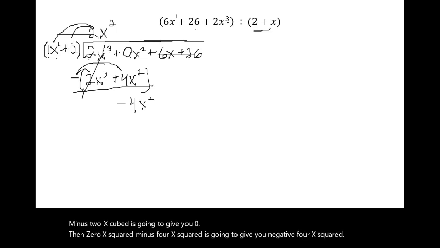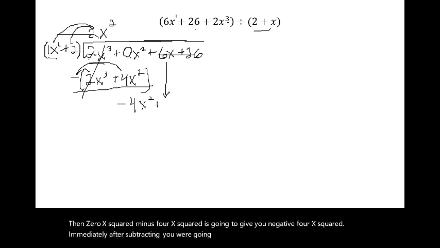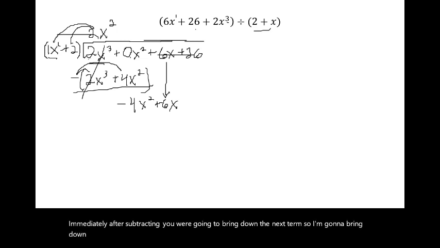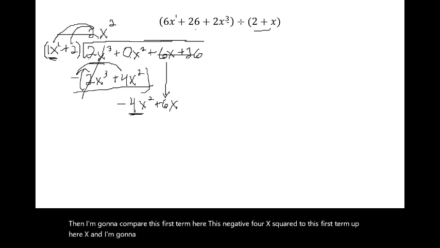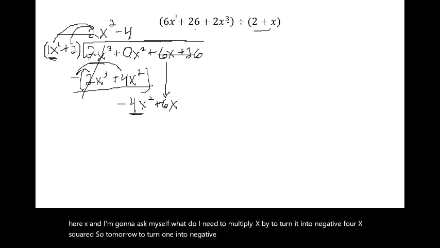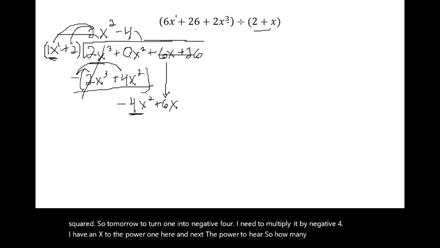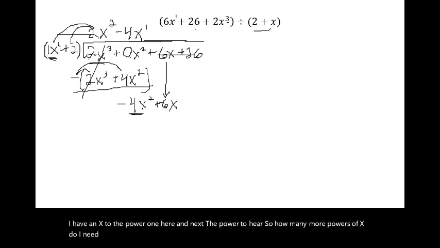Immediately after subtracting, you are going to bring down the next term. So I'm going to bring down the plus 6x. Then I'm going to compare this first term here, this negative 4x squared, to this first term up here, x. And I'm going to ask myself, what do I need to multiply x by to turn it into negative 4x squared? So to turn 1 into negative 4, I need to multiply it by negative 4. I have an x to the power 1 here and an x to the power 2 here. So how many more powers of x do I need? I need 1 more power of x.